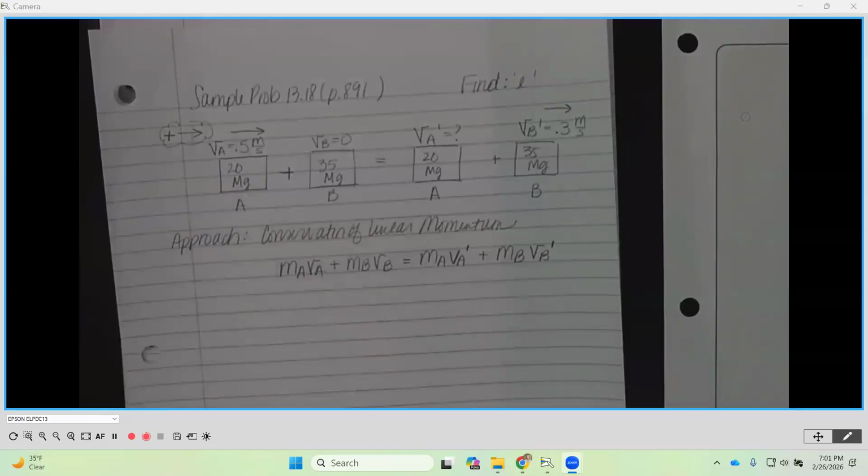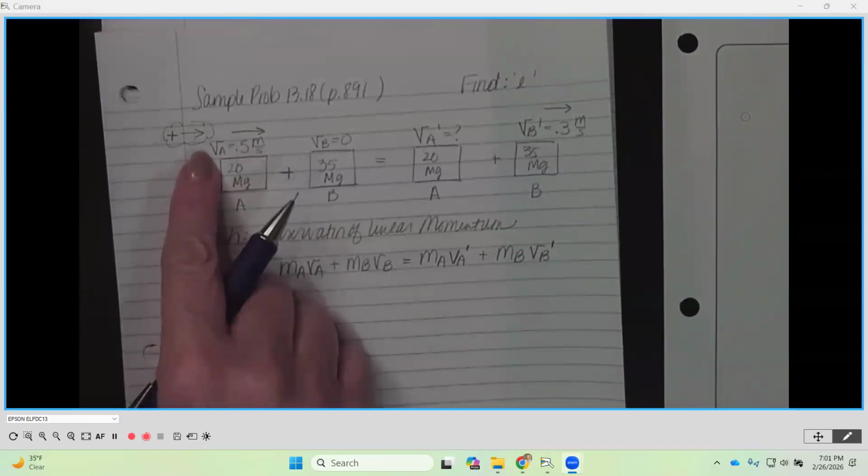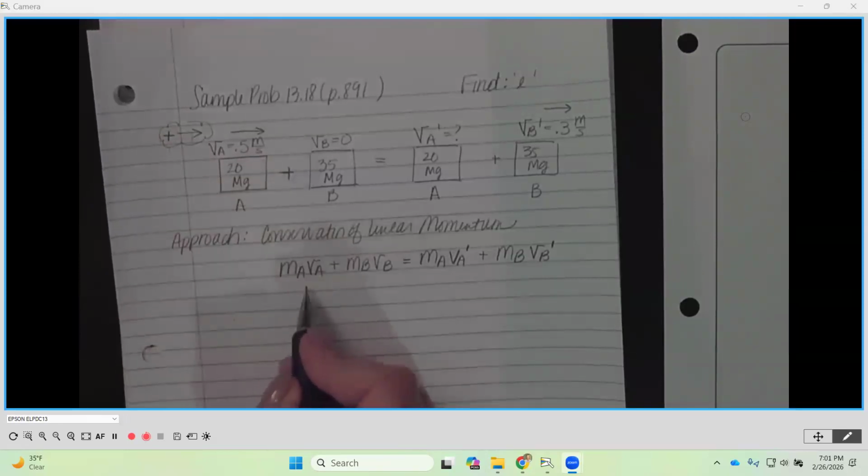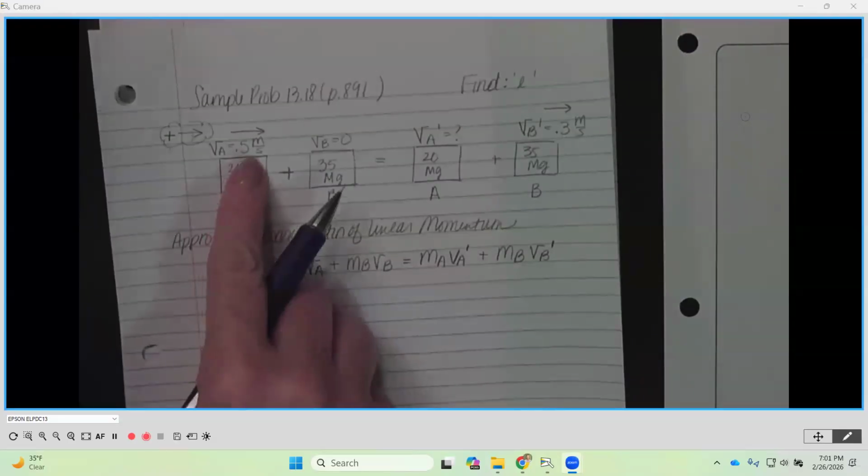So now we're going to use the values that we know and plug them in. If we look at first our momentum at A, notice that it's going to the right, and anything going to the right is positive. So it will be a positive momentum. So mass times velocity.